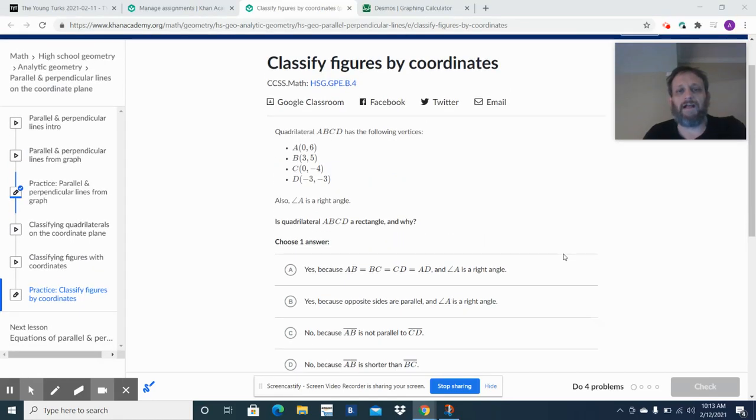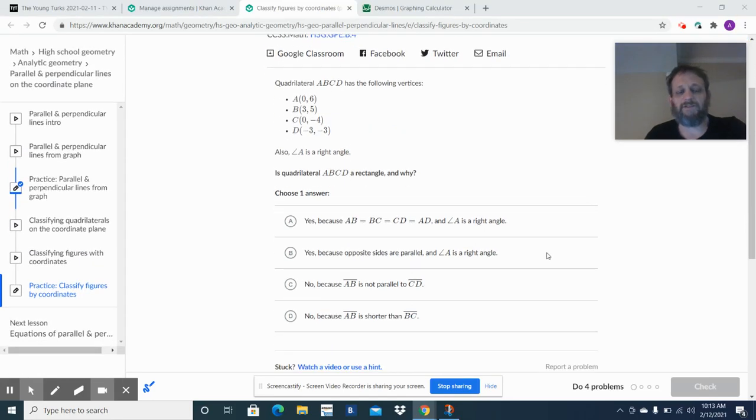Okay, so we're going to do classifying figures by coordinates. This is question number one. They give us four coordinates. They tell us angle A is a right angle, and they want to know, is this a rectangle or not?